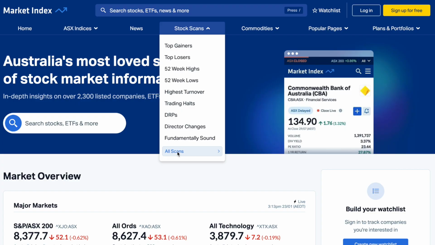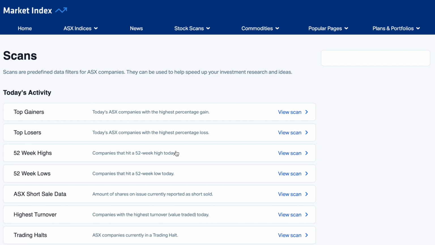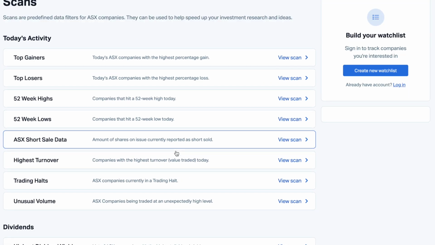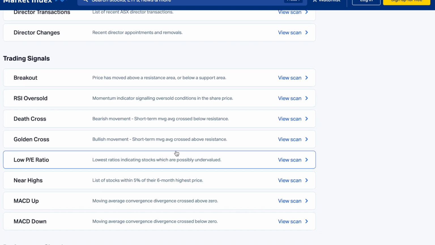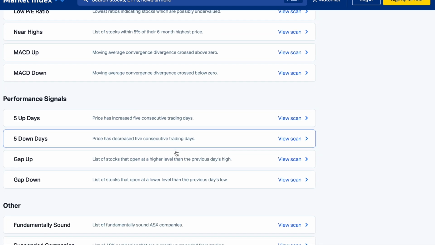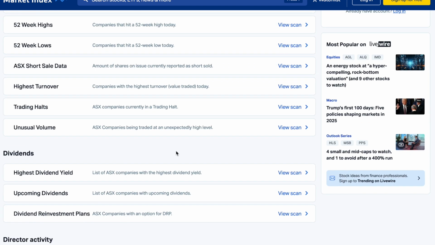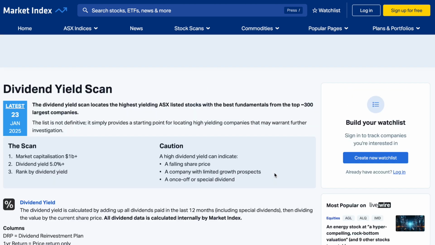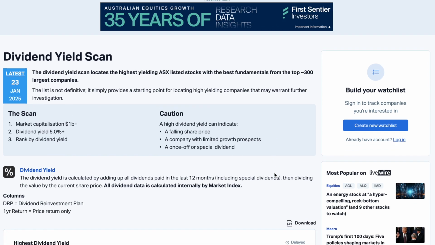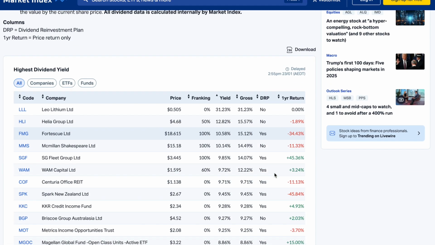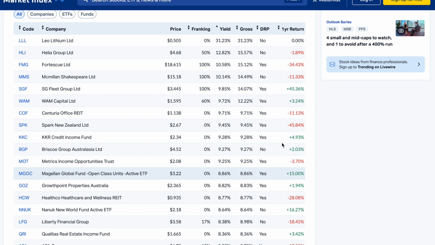So if you go to all scans, you can see all of the scans that they have. So they have things on activity, trading volume, dividends, director changes, trading signals if you're interested in different charting, performance signals, anything that you might want to look at. For example, if we go and look at the highest dividend yields and view that scan, they have pretty much the same criteria that I use, which is a high market cap, dividend yield of 5% or more, and they rank it by dividend yield. So this is just an easy way to go in and have a look. So these scans are actually really helpful.